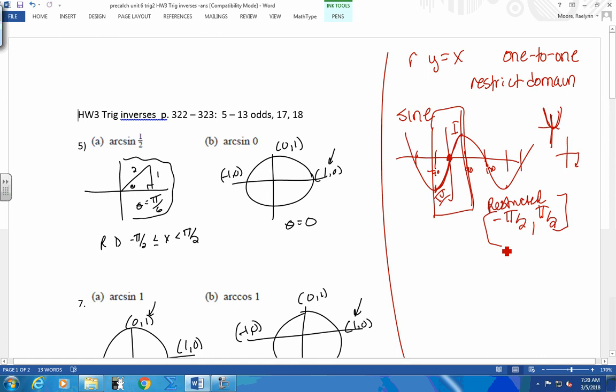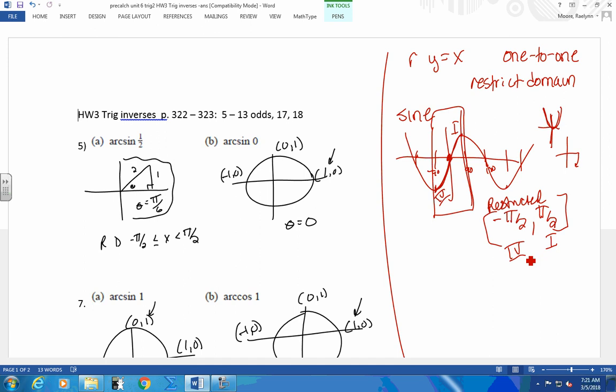This is the only part you can use, from negative pi over 2 to positive pi over 2. We said from quadrants 1 and quadrant 4. In quadrant 1, everybody will be positive. In quadrant 4, the sine is negative.